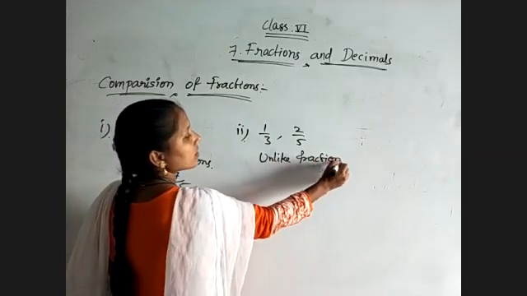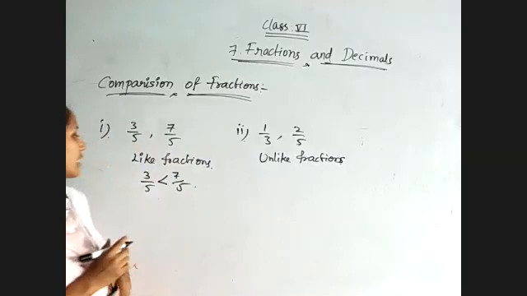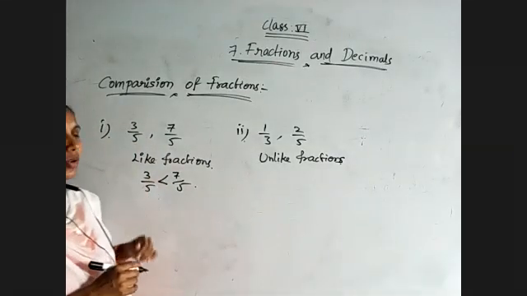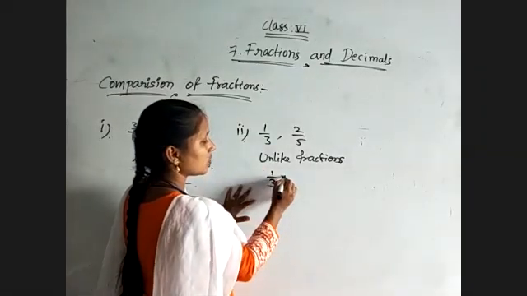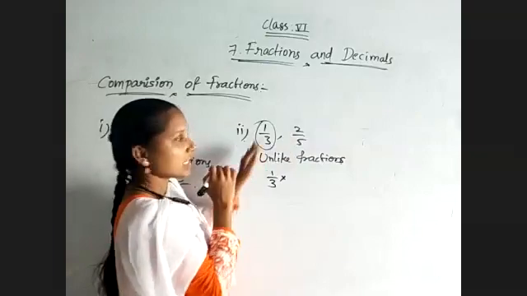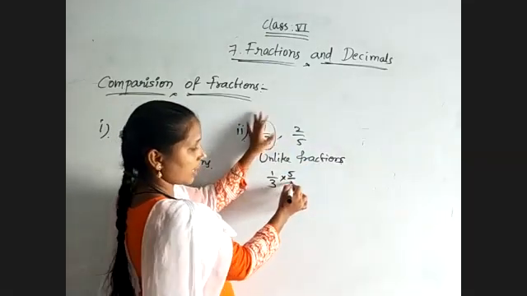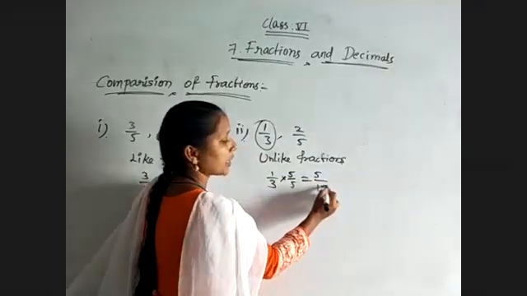In this case, what do I have to do? First, I must convert them into like fractions. We have equivalent fractions, is it right? So go through the cross multiplication. 1 by 3 into, so first I am taking this fraction. What is the denominator of the second fraction? 5. So 5 by 5. 1 five is 5 divided by 3 fives is 15.